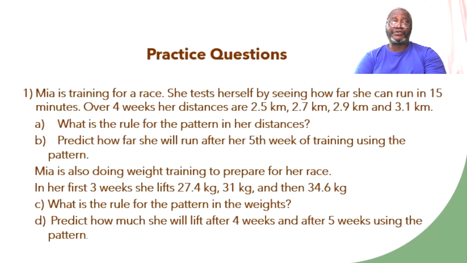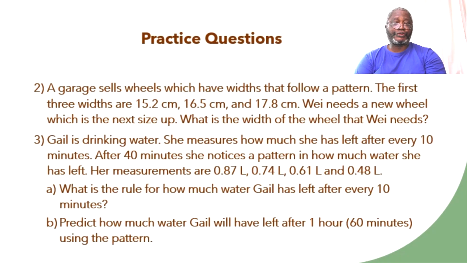So I have here some practice questions for you. I separate them into 2 sections just because of space. So you have question 1 about Mia's training for a race, and then you have 4 questions on that question 1 alone. So read it carefully before you start answering the question. The second set, questions 2 and 3, are more problem-like questions. Read and understand your questions.